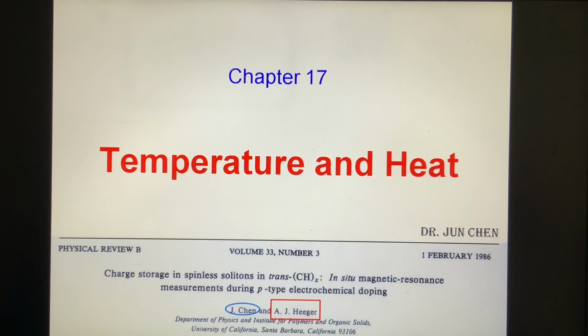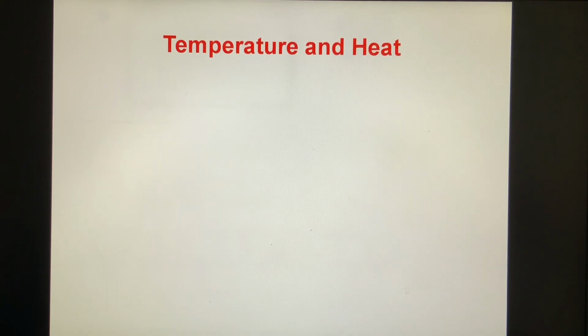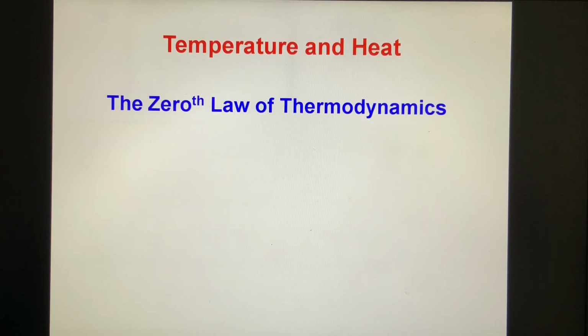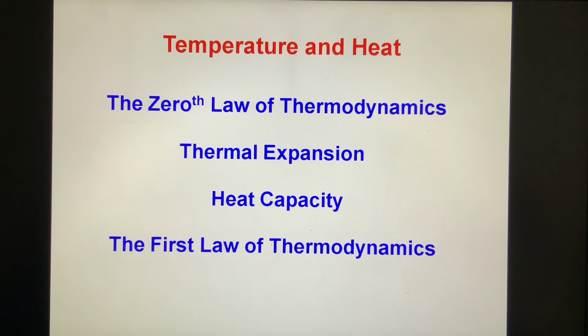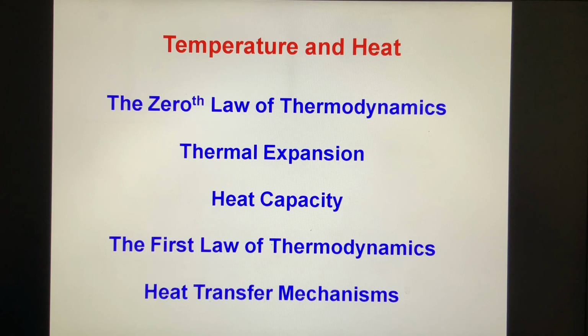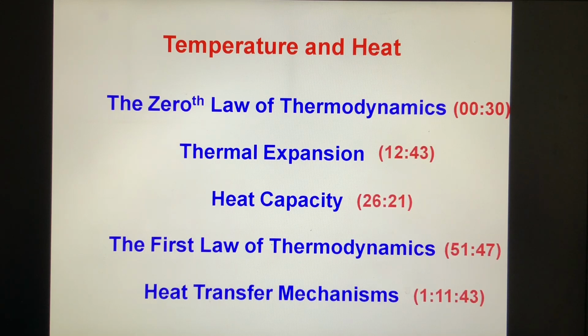Chapter 17, Temperature and Heat. Temperature and heat covers the zeroth law of thermodynamics, thermal expansion, heat capacity, the first law of thermodynamics, and heat transfer mechanisms. You can find them in a timeline.